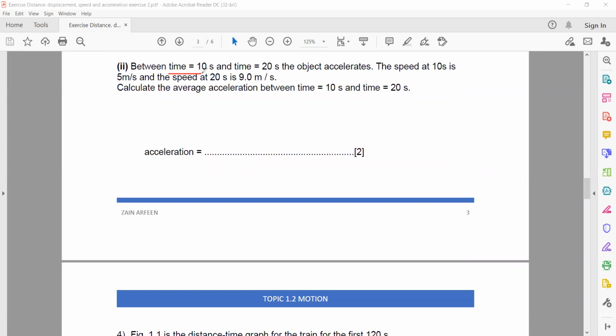Between time t equals 10 second and t equals 20 second, the object accelerates. The speed when time was 10 second, the speed was 5. When time is equal to 20 seconds, the speed is 9, sorry, not 20. That's 9. Speed at 20 second was 9. Calculate the average acceleration. Average acceleration, total acceleration, they all have the same formula. So acceleration is the final velocity minus initial velocity divided by time interval. So the final velocity is 9, initial velocity is 5.